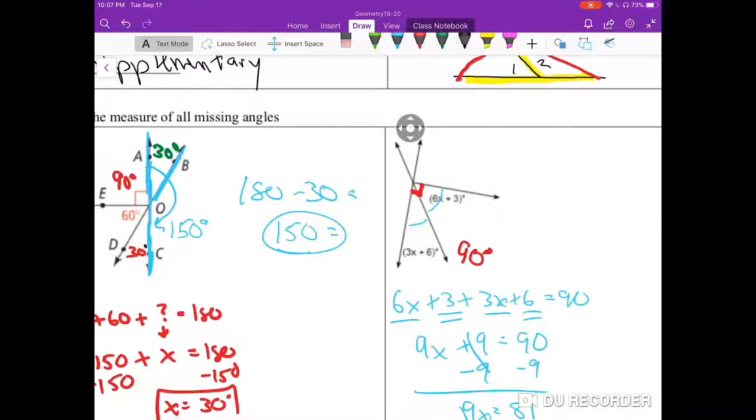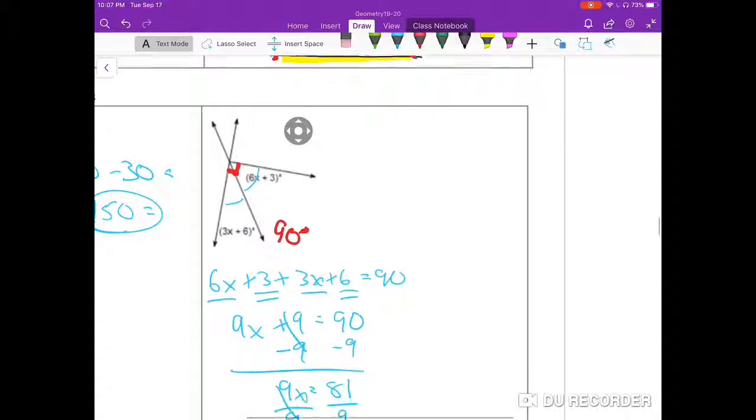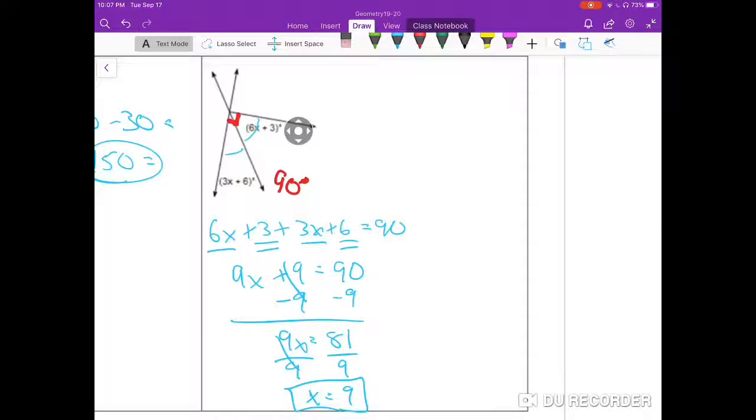The example does say solve for all missing angles, so I do want to plug that 9 back in. It does not say solve for x. We talked about this, very important to read. So if I plug 9 back in, I'm going to get 6 times 9 plus 3, which is going to be 57 degrees. And if I plug it into this one, it will be 3 times 9 plus 6, which will give me 33 degrees.